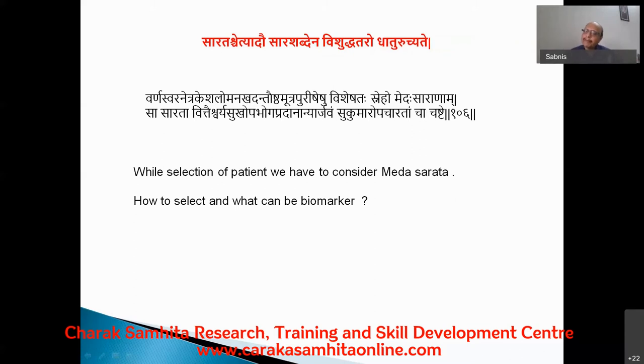Similarly, there are different types of biomarkers in all. It may be hypercholesterolemia. It may be what we can call hyperhomocysteinemia. So there are different types of metabolic disorders. We have to underline them. Unless and until we find the underlying cause, unless we look into the saratva of that specific dhatu, for example in hyperhomocysteinemia, we have to see whether there is a saratva. That's very important. So this type of diagnosis is to be made, and then the patient is to be treated.